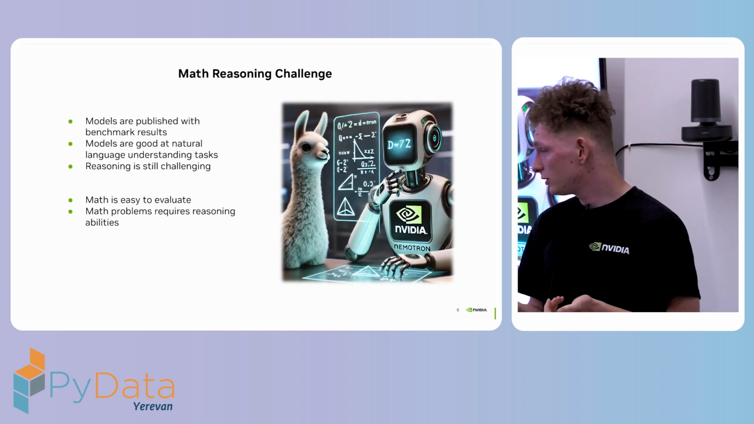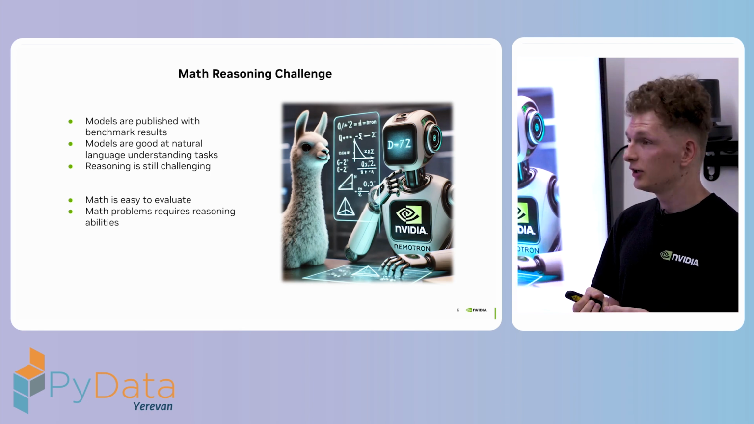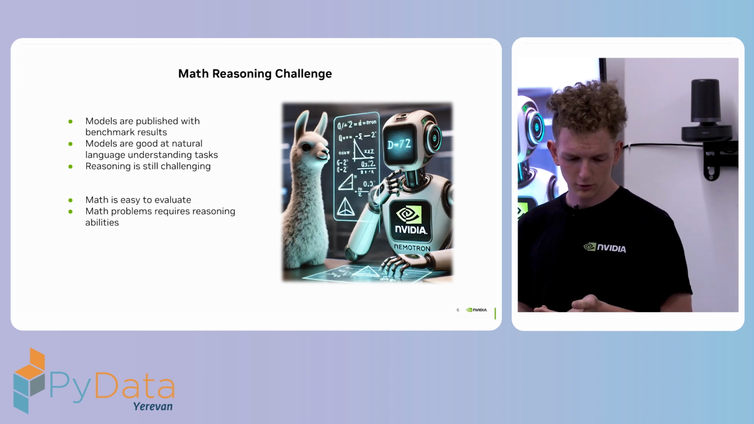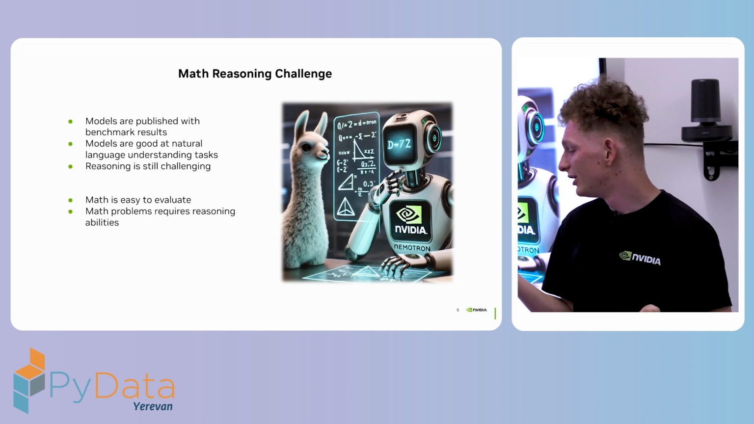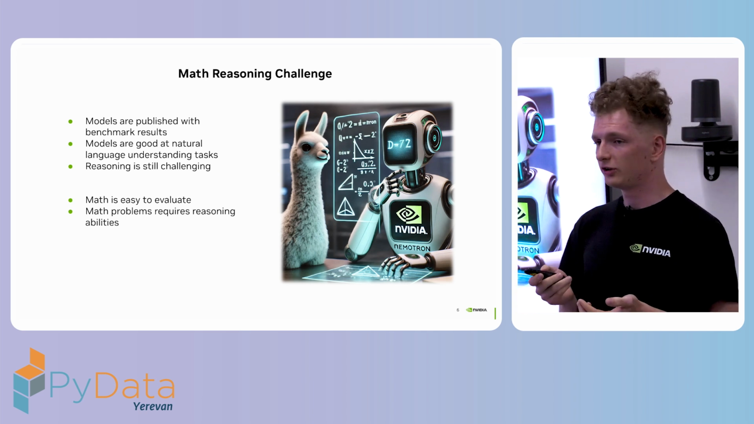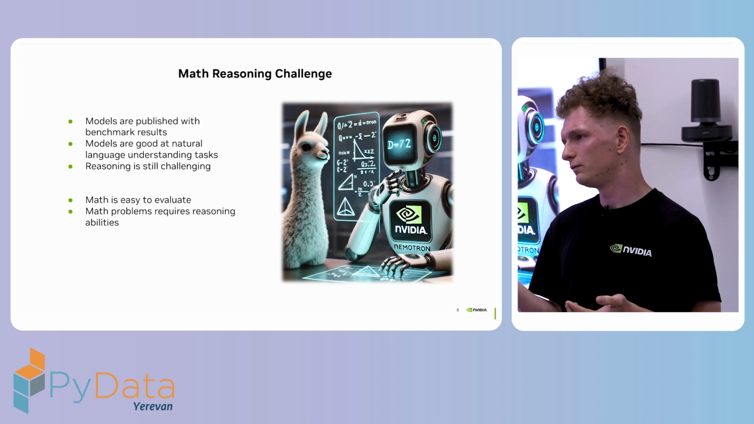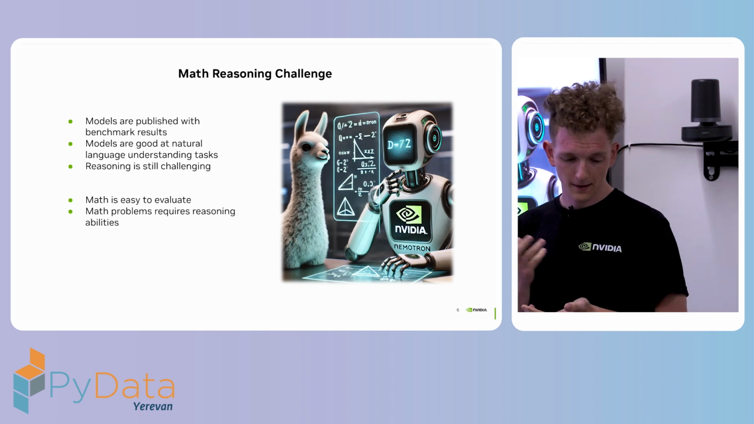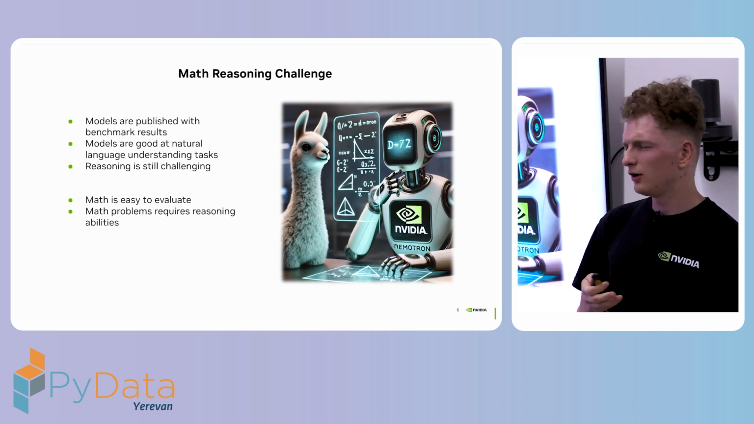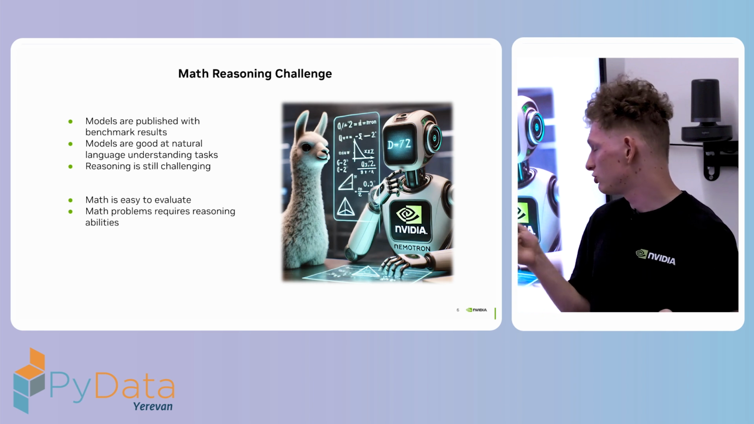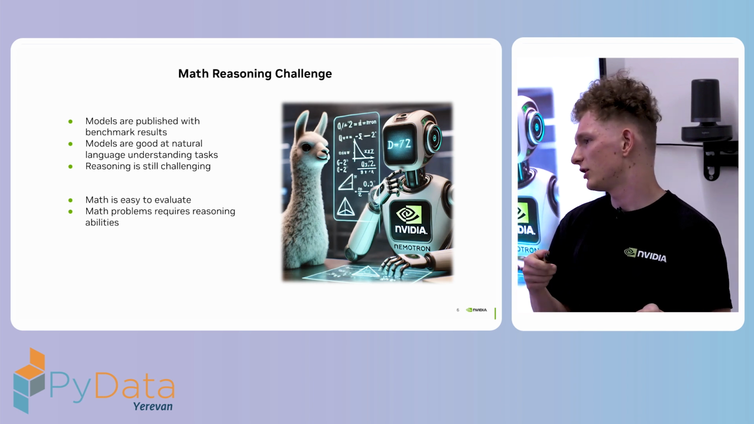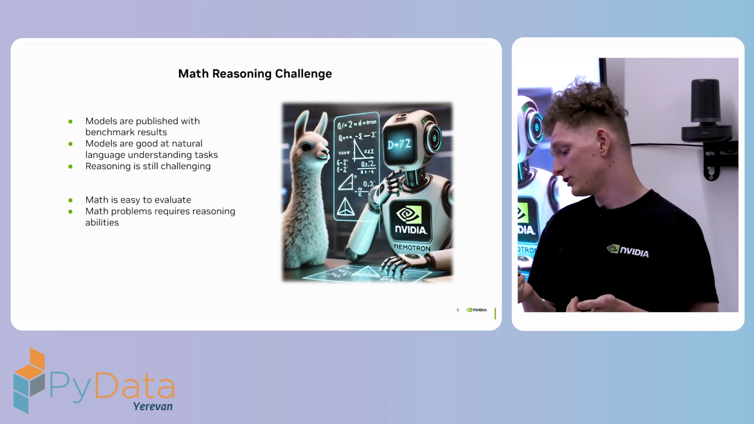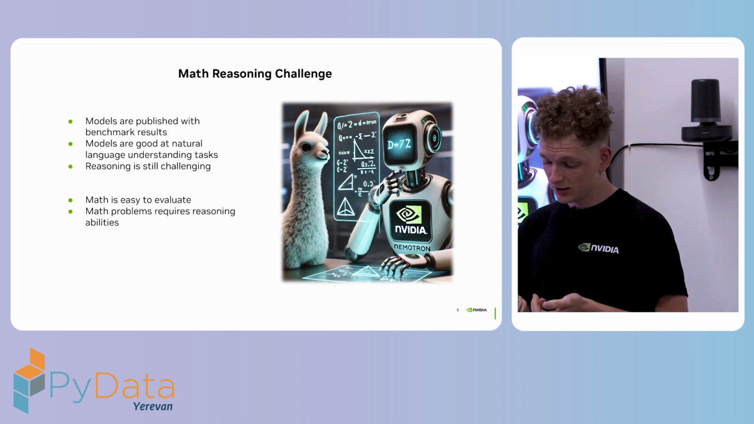OK. Now let's discuss the math reasoning challenge. Basically, when researchers publish a paper, or just publish a model without a paper, they report some benchmark numbers to allow users to know how good their model is. And models are pretty good at natural language understanding and natural language generation, like summarizing something, writing something simple, or rewriting something. It is quite an easy task for a large language model, but reasoning is still challenging.